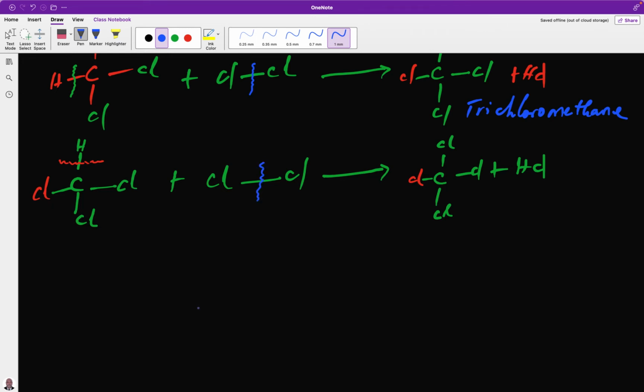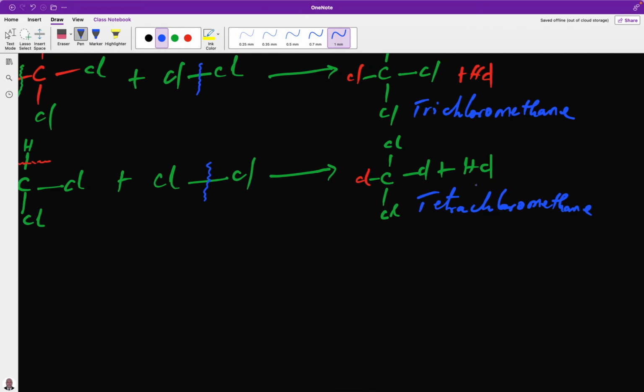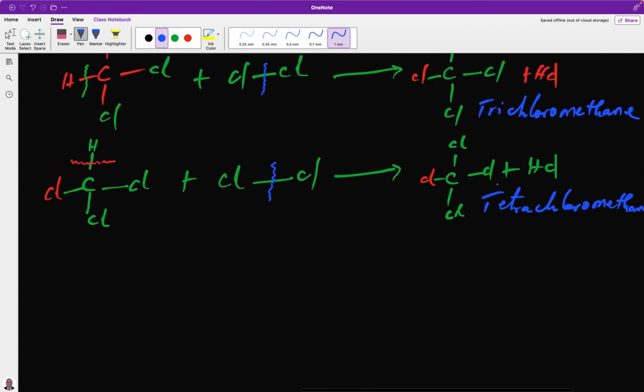There is a breakage. One of these combines with this to form hydrogen chloride. One of the chlorine atoms now substitutes the hydrogen that left this bond here. Now the final hydrogen has been substituted by a chlorine atom. Now it is tetrachloromethane, and a hydrogen chloride that is being formed.